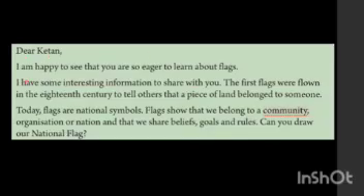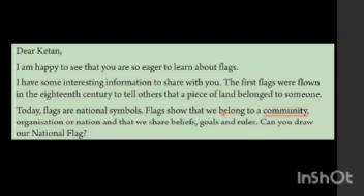Dear Ketan, I am happy to see that you are so eager to learn about flags. I have some interesting information to share with you. The first flags were flown in the 18th century to tell others that a piece of land belonged to someone. Today, flags are national symbols. Flags show that we belong to a community, organization or nation and that we share beliefs, goals and rules. Can you draw a national flag?